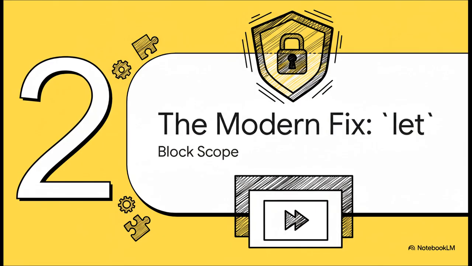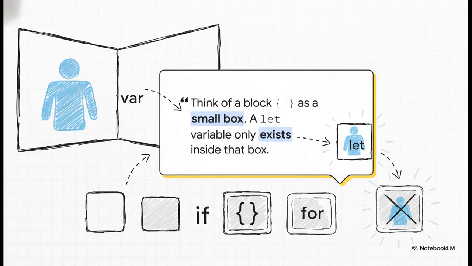Well, say hello to the modern solution, let. When let came along, it was specifically designed to solve the problems of var by giving us a much cleaner, more intuitive idea, block scope. Okay, so if var lives in that big open room, a let variable lives inside a small, sealed box. And what's the box? It's any pair of curly braces. An if statement, a for loop, you name it. The second you step outside that box, poof, the variable's gone.